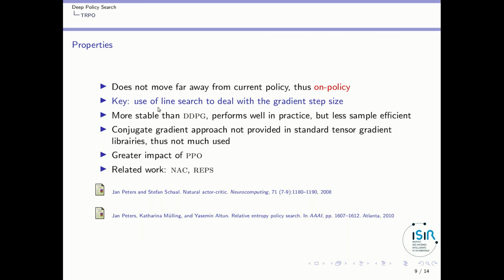And TRPO is clearly more stable than DDPG. It performs well in practice, but it is less sample efficient because it's on policy, so it cannot reuse data from a replay buffer. It has to provide more Monte Carlo trajectories to compute the new gradient and improve the policy at each iteration. And as I said, the conjugate gradient method is not provided in standard gradient libraries, so it's not much used in practice. You have to know TRPO to understand the on-policy family of reinforcement learning algorithms, because that's the basis of different things. But it's not much used in practice. PPO is much more used.